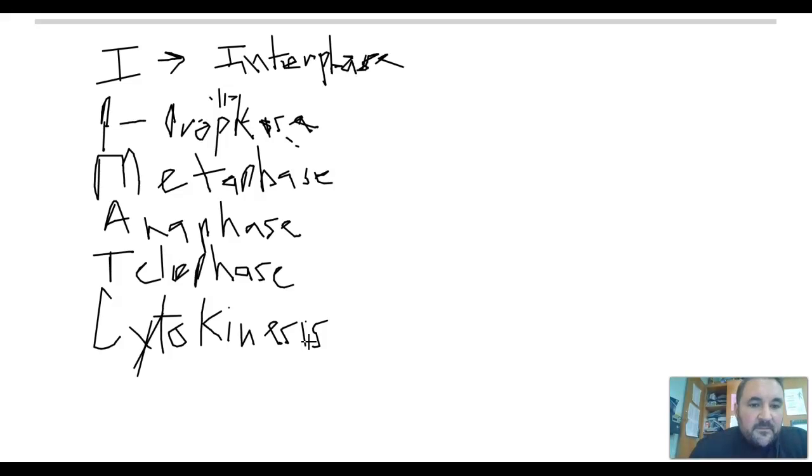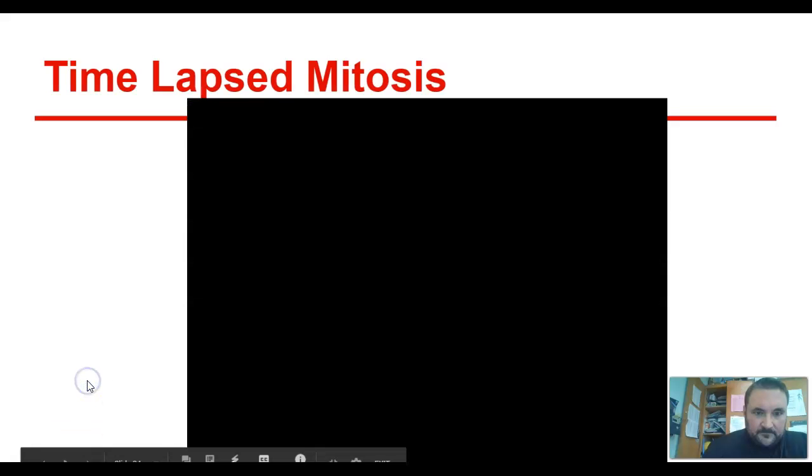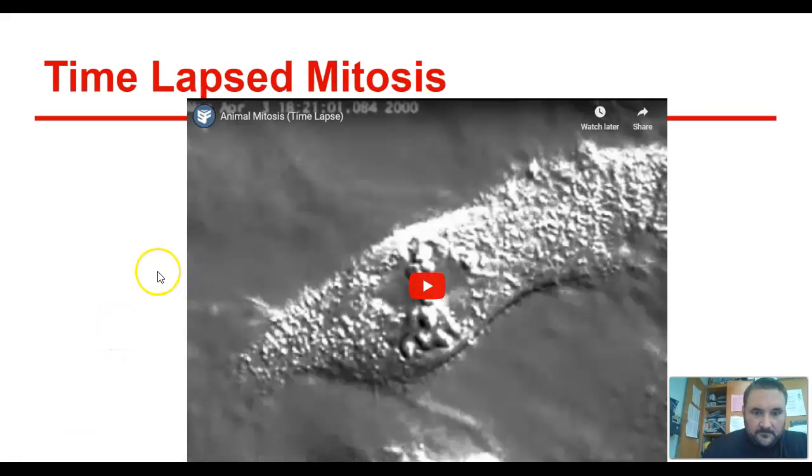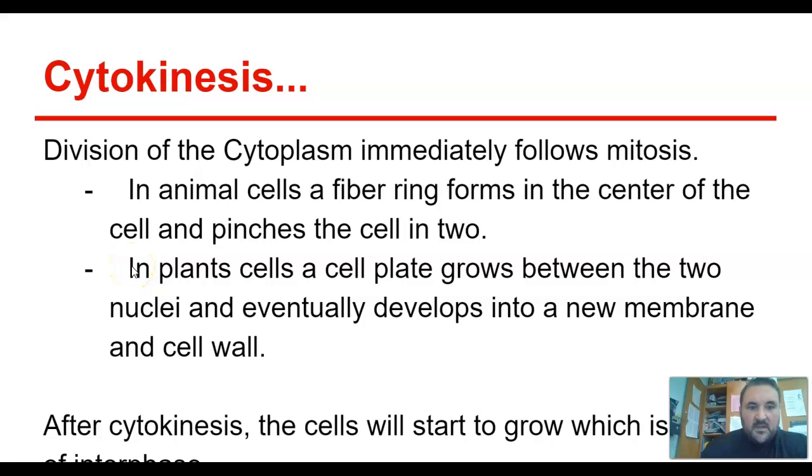So a student of mine told me that it's I played Monopoly at interphase, prophase, metaphase, anaphase, telophase, and cytokinesis. Cytokinesis is division of the cytoplasm.